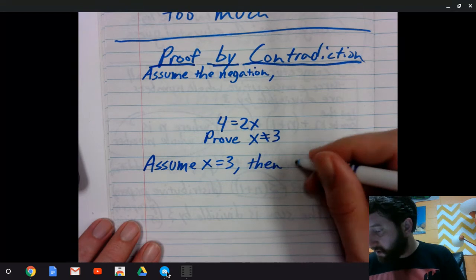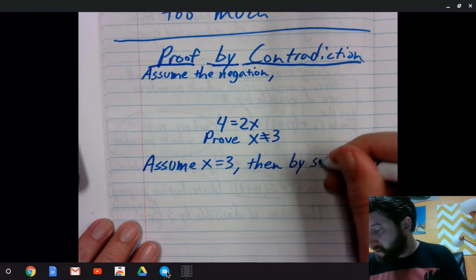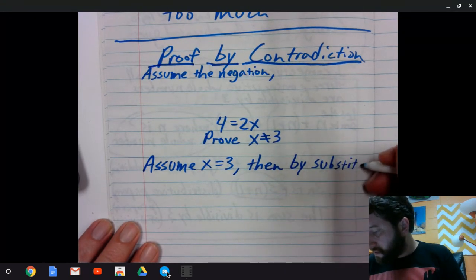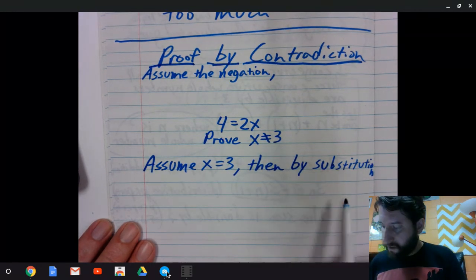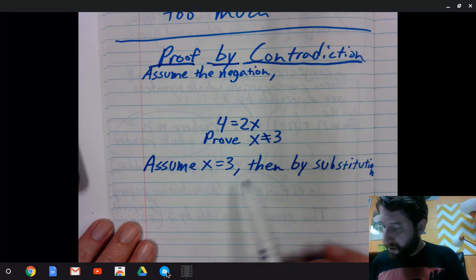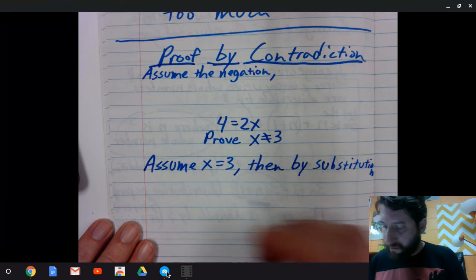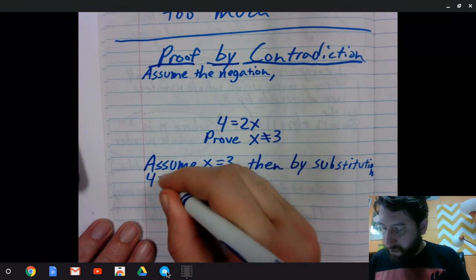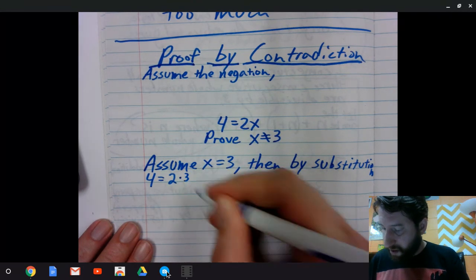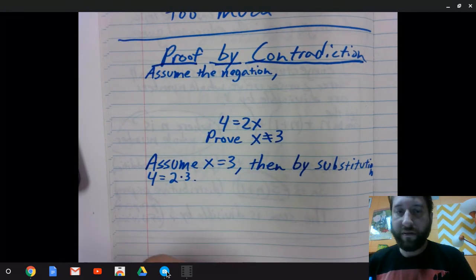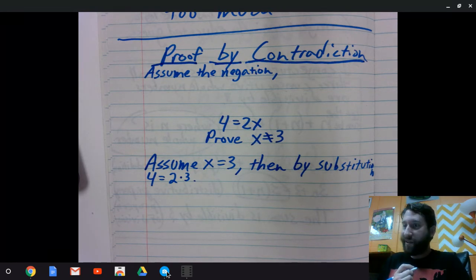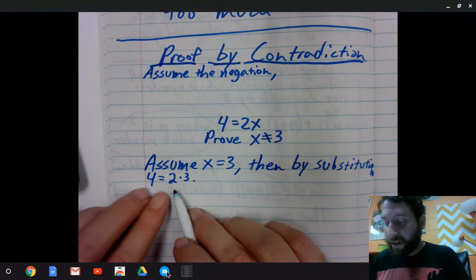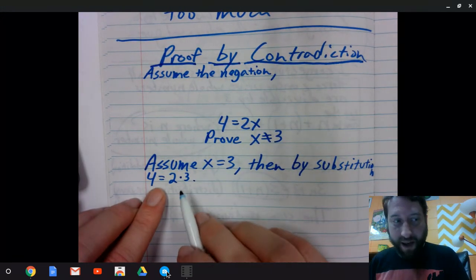Then, by substitution, always give a reason. By substitution, that was on that long list of stuff that you copied. Substitution rule was on there. Property of substitution for equality. So assume x equals 3. Then by substitution, 4 equals 2 times 3. All right, so 4 equals 2 times 3. Is that right or wrong? Hopefully you guys know that that doesn't make sense, that it's wrong. And that's what we're trying to go for here. We're trying to get to something that doesn't make sense.